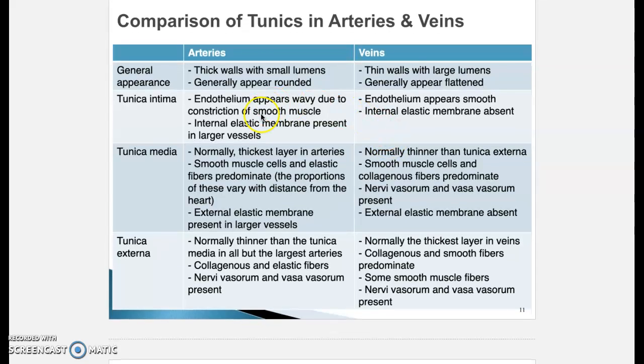As we see here, these are the tunica systems of the arteries and veins and their comparison in functions. The tunica intima, also called the tunica interna, is composed of epithelial and connective tissues. Damage to the lining of the tunica intima, known as endothelium, and the exposure to collagenous fibers is the primary cause of clot formation. Here, endothelium.